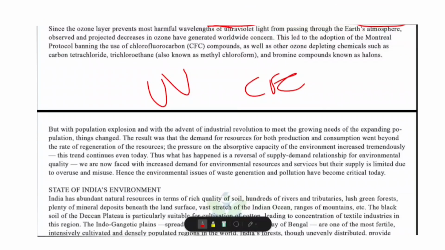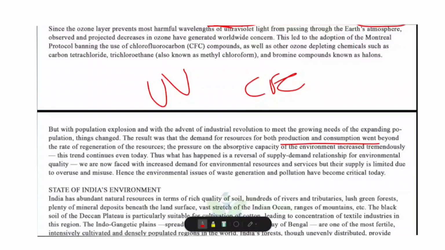In the early days of civilization, the demand for environmental resources was less than the supply. Pollution was within the environment's absorptive capacity and resources could regenerate naturally. But with the population explosion and the Industrial Revolution, the situation changed drastically. The demand for resources, both for production and also for consumption.